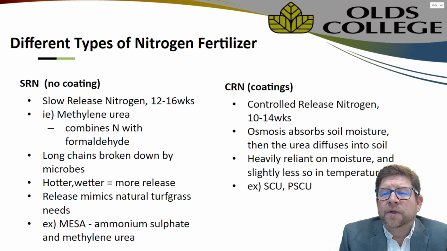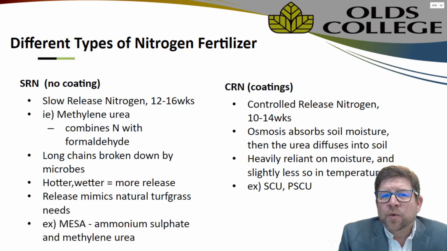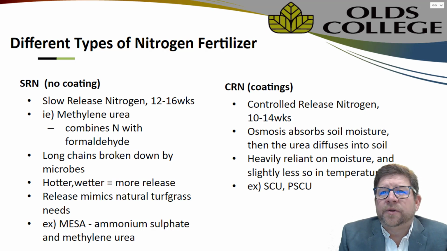Some of those different types you might find are ammonium sulfate and methylene ureas, which create those long nutrient chains. The longer the chain, the longer it takes for the microbes to break down, and therefore the longer the release. So on the other side of that coin, we have controlled release, and these are far more manufacturer type in terms of coatings and whatnot.